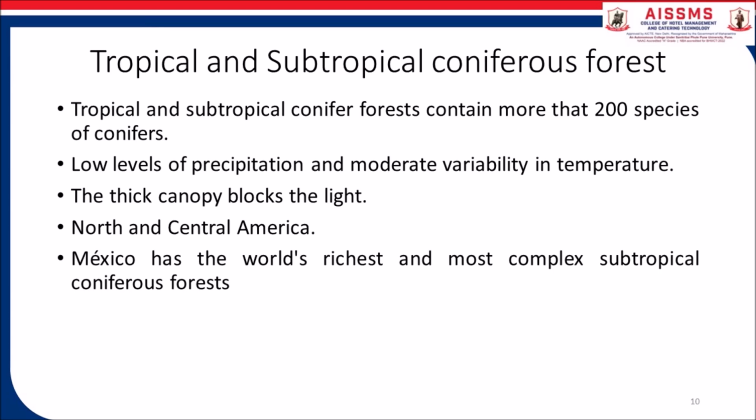In tropical and subtropical coniferous forests, the thick canopy blocks the light in a way that the floor does not present abundant underbrush. The tropical and subtropical coniferous forests are predominantly found in North and Central America. Mexico has the world's largest, richest and most complex subtropical coniferous forest in the entire world.